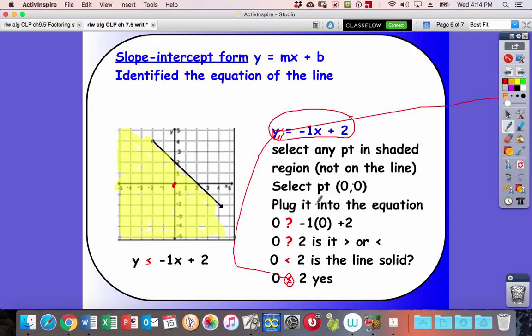Now I go take my equation here and put my inequality in there. There, you have just written the inequality based on a graph. Let's do one more example.